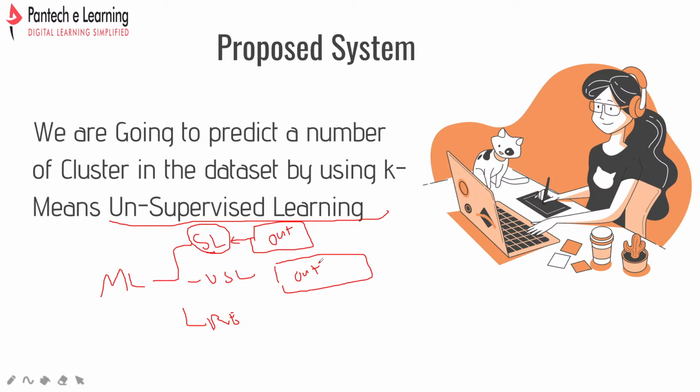Unsupervised learning also has two types: clustering and association. Today we are going to use the clustering type of technique in unsupervised learning. The association type is generally used for recommendation systems or market basket analysis. Clustering is generally used for classification. If you have a data set without an output column, you can use unsupervised learning and try to find the number of clusters, that is, the number of classes in your data set. That is unsupervised learning, clustering type. We are going to use this technique in today's session.